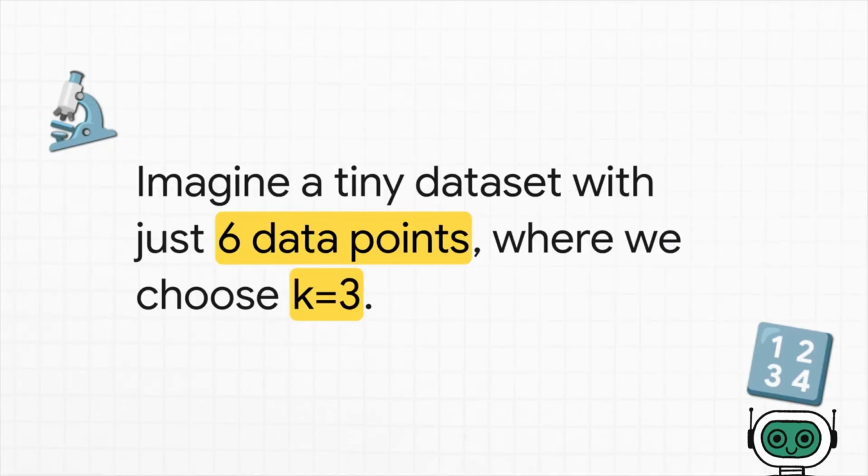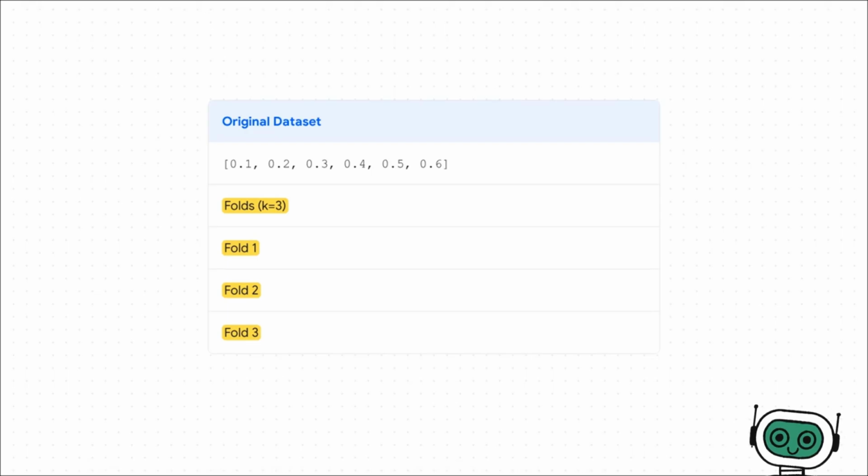You know what? This becomes crystal clear with a quick example. Let's imagine a tiny data set, just 6 data points, and we'll set our K to 3. So we've shuffled our data, and now we split it into 3 folds. As you can see, fold 1 gets 2 of the data points, fold 2 gets the next 2, and fold 3 gets the last 2. Notice that every single data point has a home in exactly one fold.